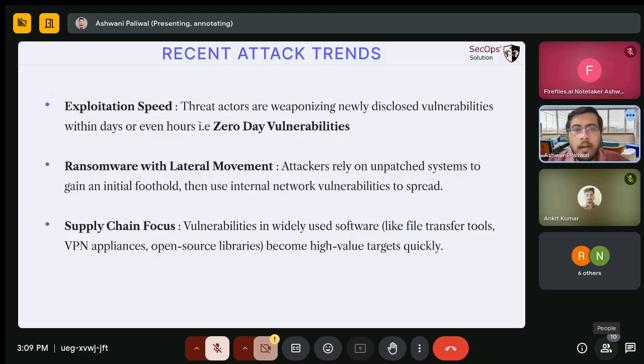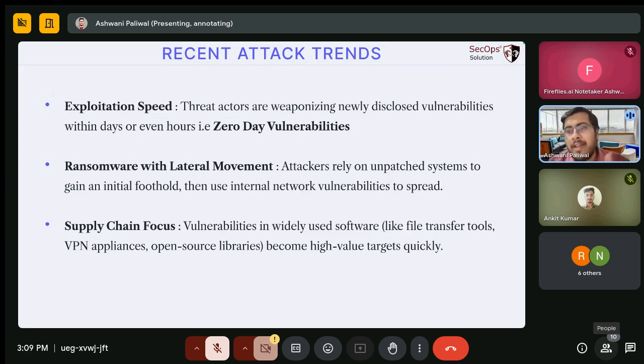The other trend that we are seeing is ransomware, where people try to attack unpatched systems via lateral movement. Meaning you have a couple of systems in the same network, and you first try to get a foothold, maybe through a public facing server or device, and then try to get further internal access to those systems.